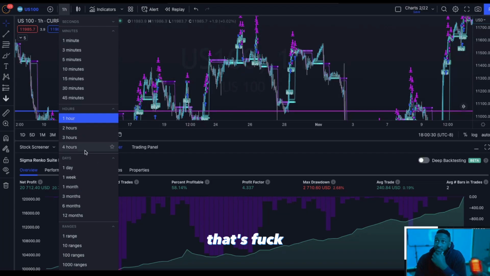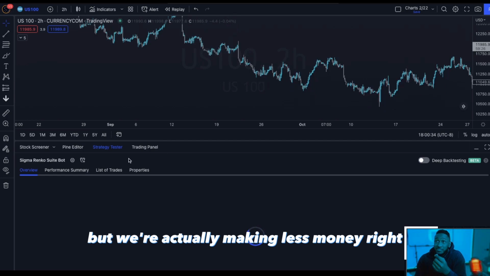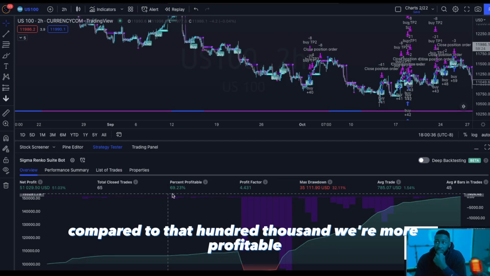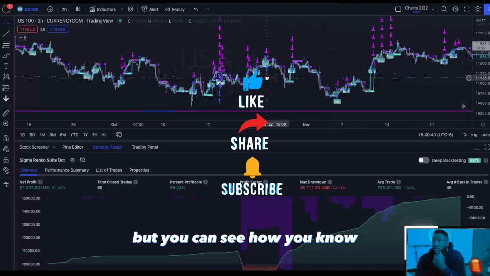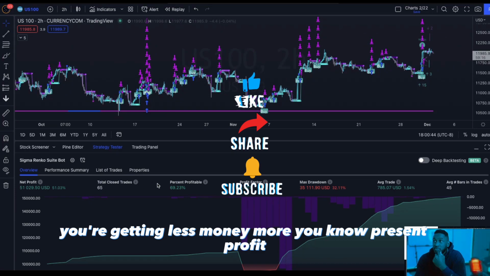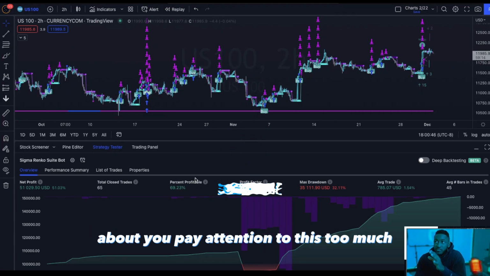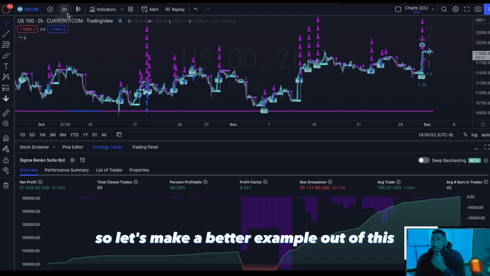Let's do 2 hours. But we're actually making less money, right? Compared to that 100,000, we're more profitable, but you can see how you're getting less money, with a higher percent profitable. I don't even pay attention to this too much, but you actually have a larger max drawdown. So let's make a better example out of this.